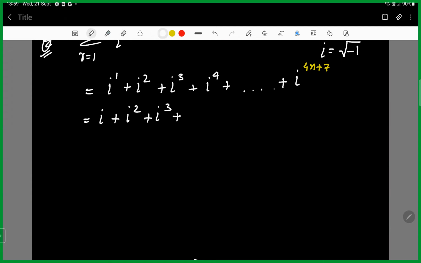Okay. So this part is fine. Plus iota to the power of 4, and next will be iota to the power of 5, iota to the power of 4n into iota to the power of 7, right? This is fine. This one is fine. Now we just keep substituting.